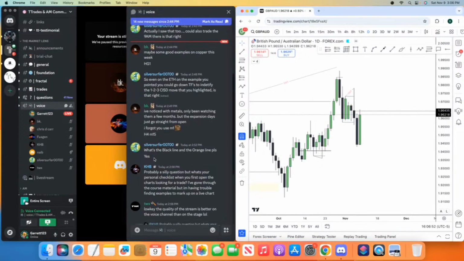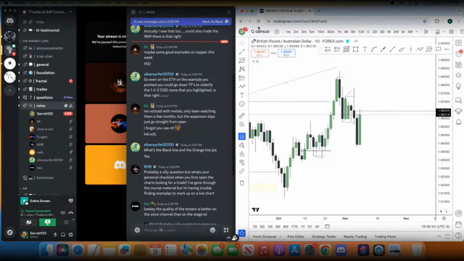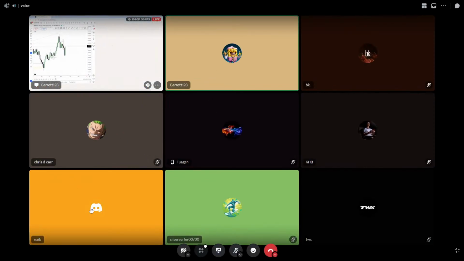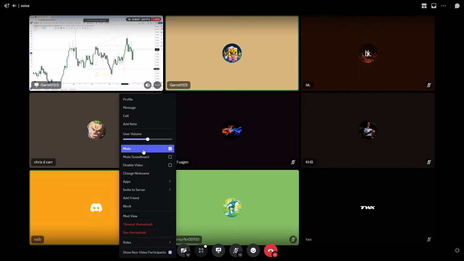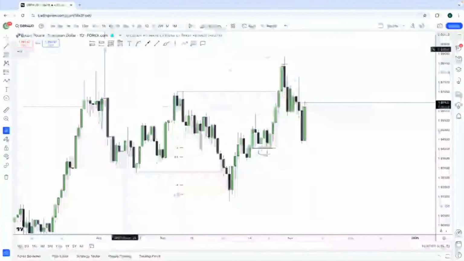What's the black line and the orange line, please? Oh, black line is just like manipulation of a low or high. And then the orange line is an opposing candle, like an order block.